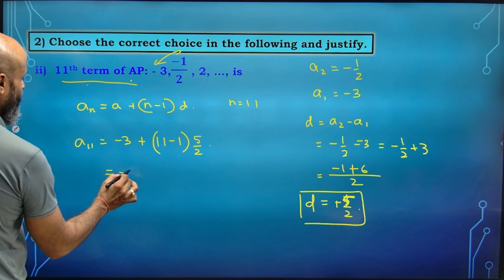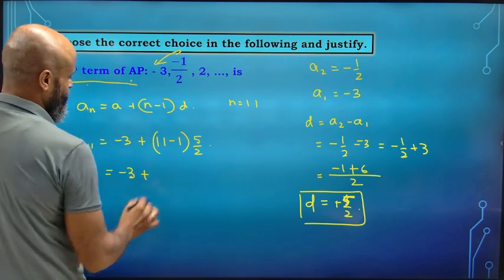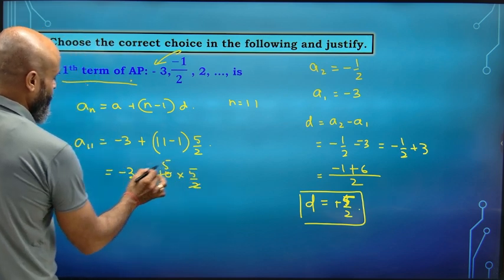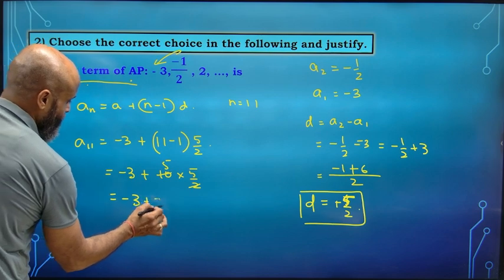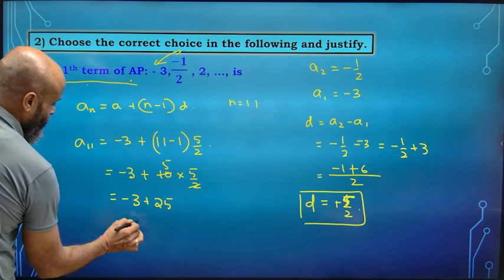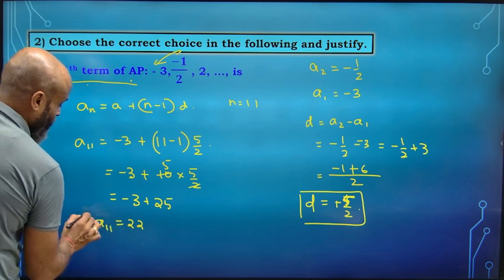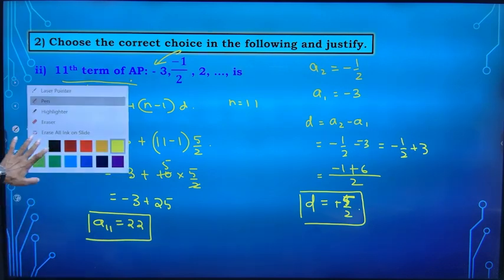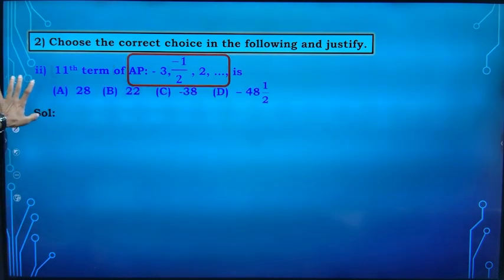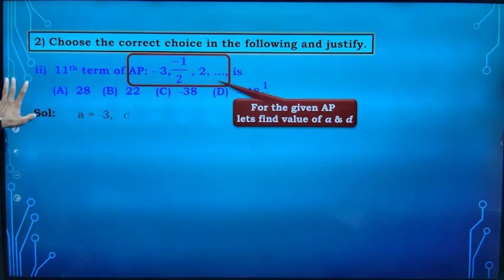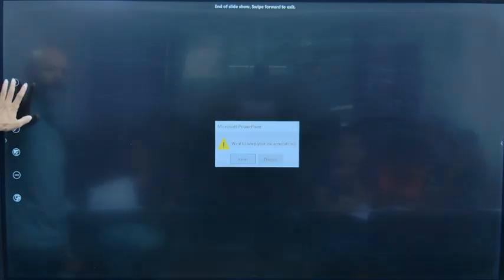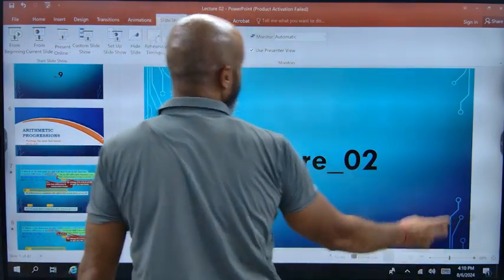Okay. So we have here minus 3. 11 minus 1 is 10 into 5 by 2. 2 5s are 10. So this is minus 3 plus 25. So this is going to be 22. So the 11th term of the AP is how much? 22. Are we clear? So in this, the correct option would be 22. So here we have 5 by 2. So this gets cancelled. 3 plus 25, that is 22. Option B is correct.